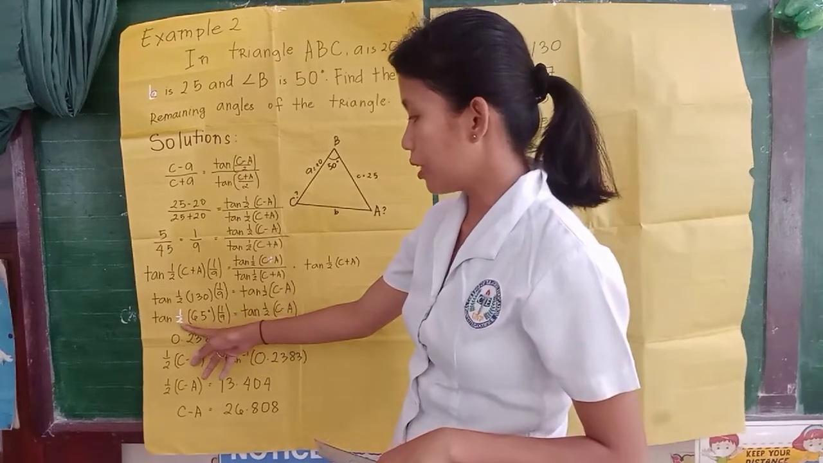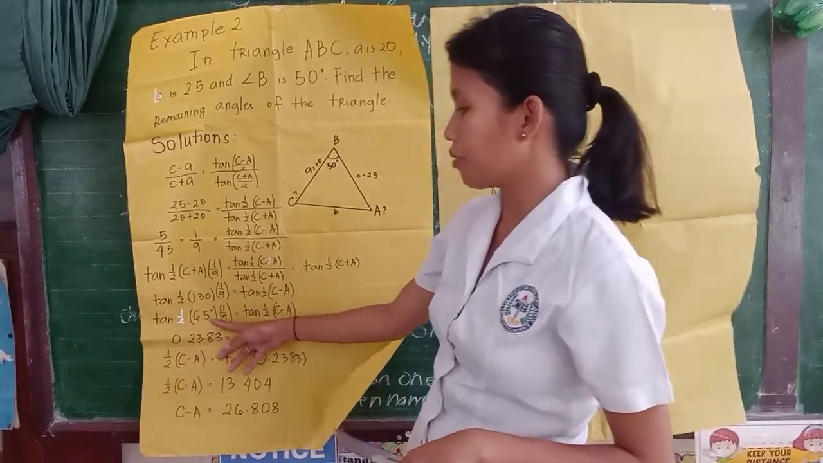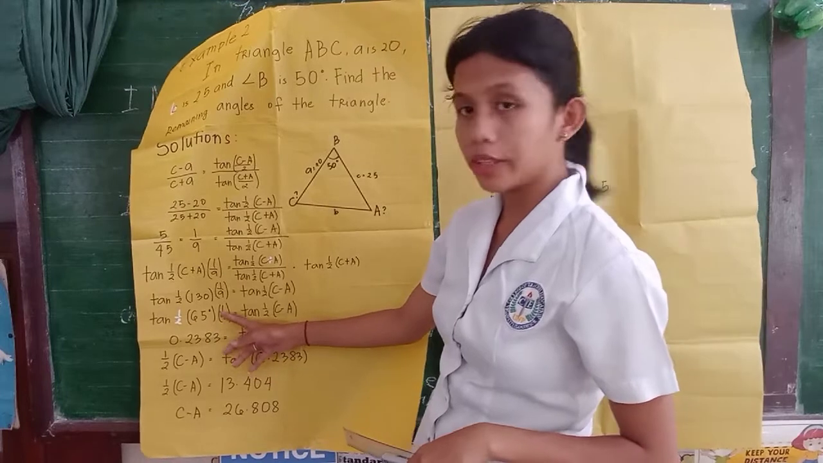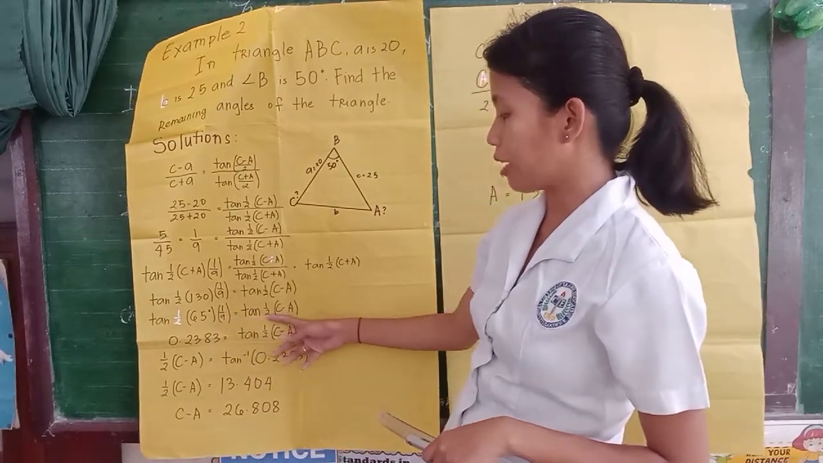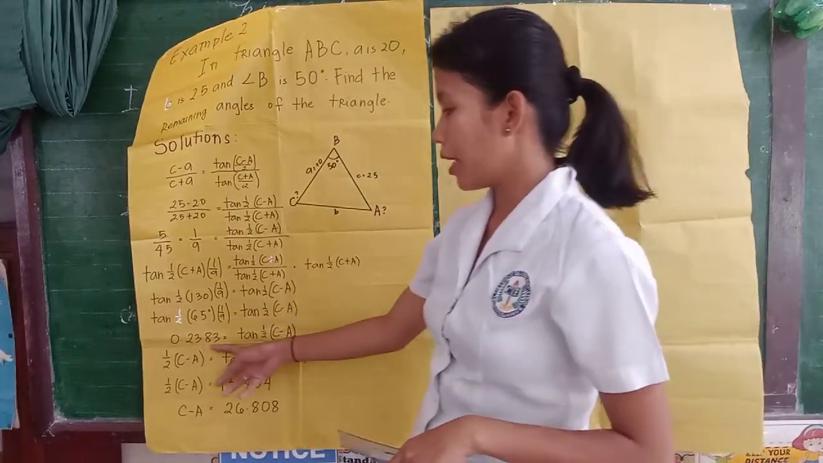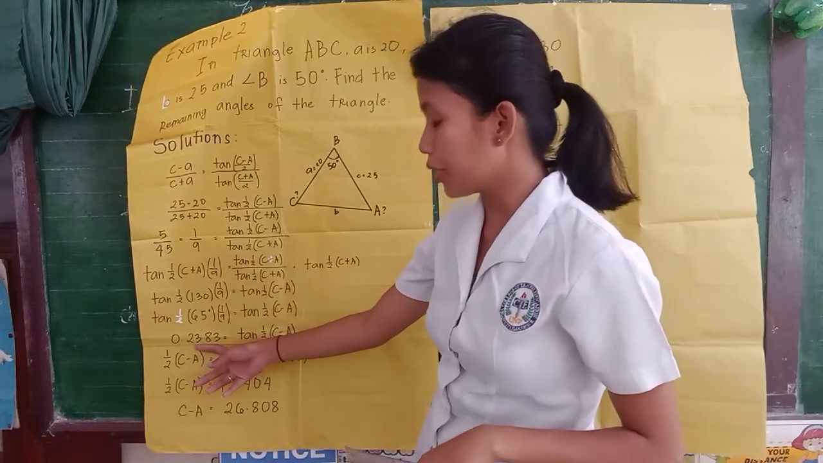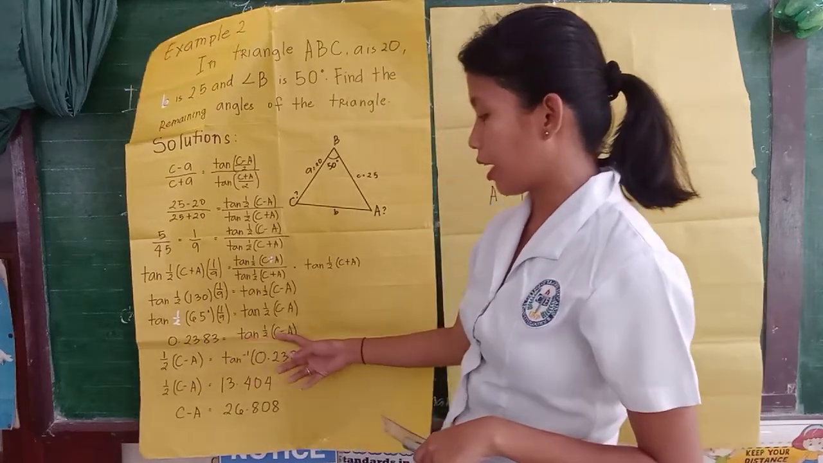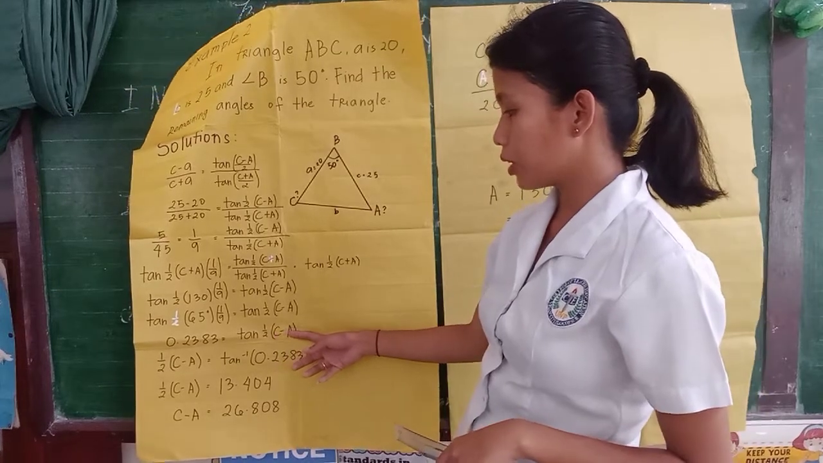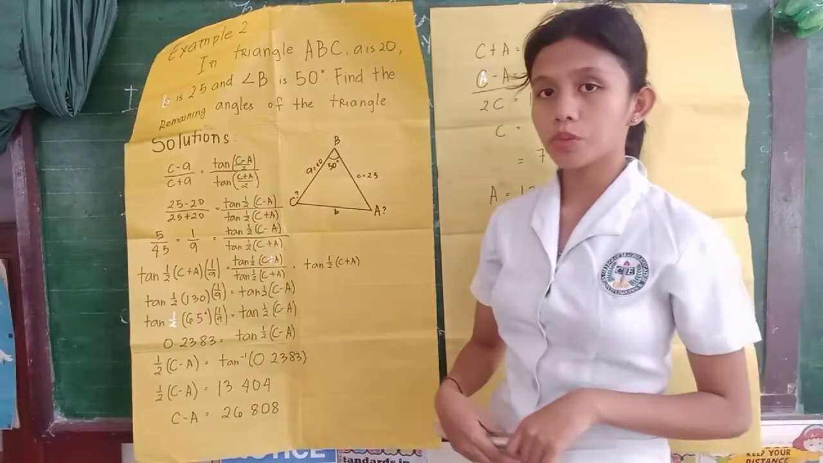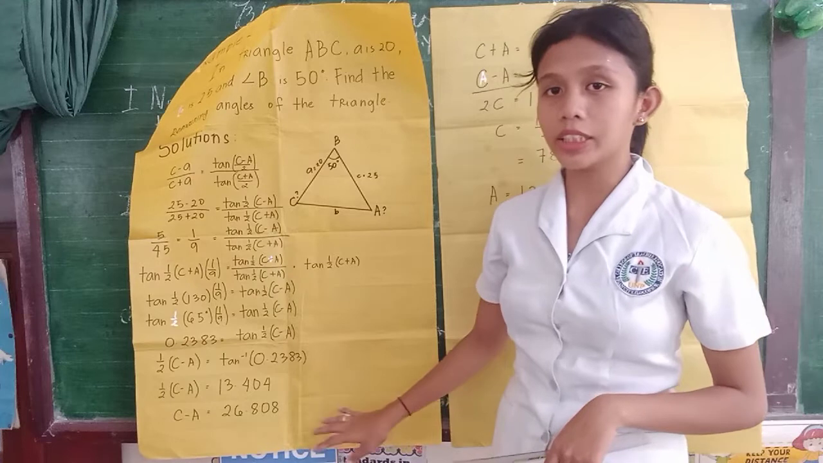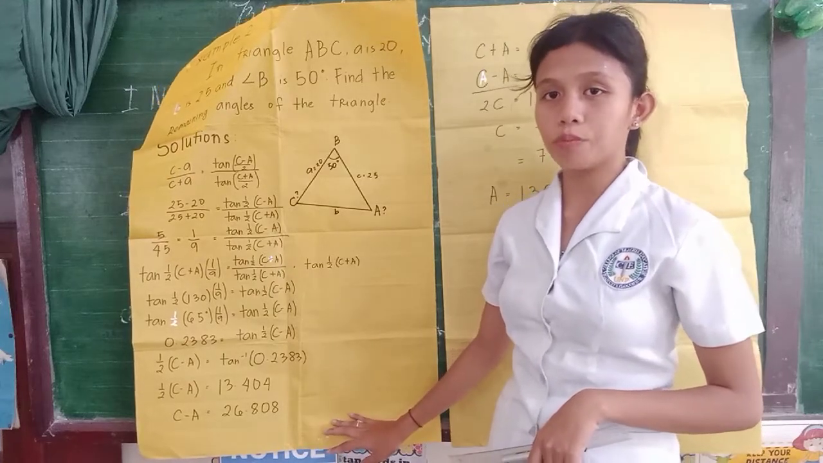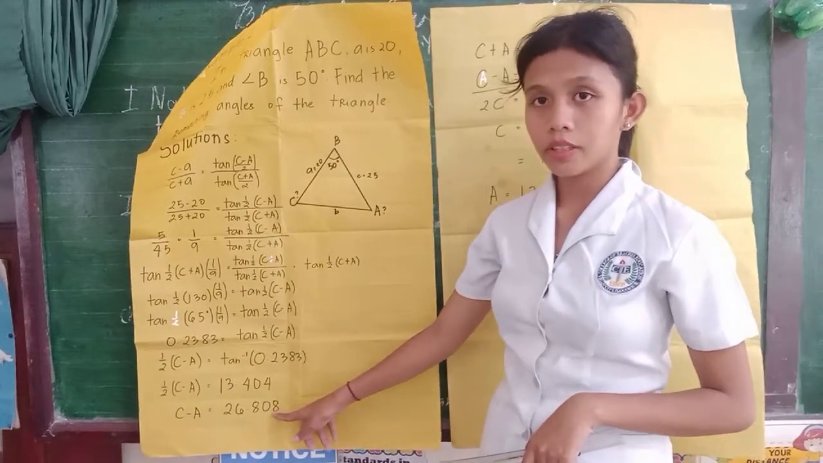Then tangent of 65 degrees times 1 over 9 equals tangent 1/2 (C minus A). Then, 0.2383 equals tangent 1/2 (C minus A). So, the difference between angle C and angle A is 28.808.